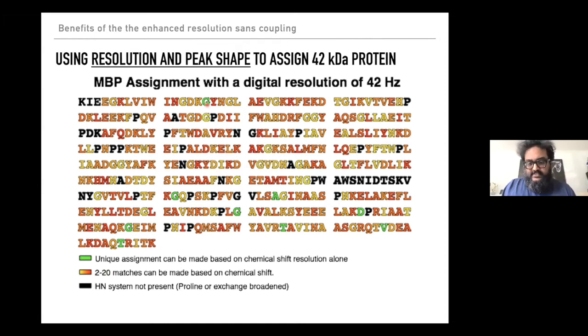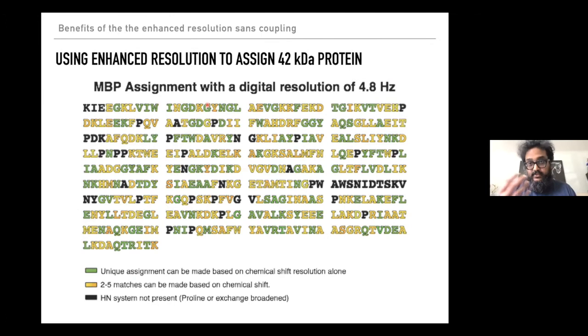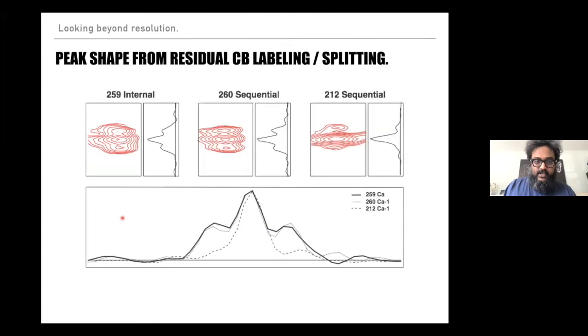Now, if you take the same spectra and the sample made in pyruvate, and you're able to increase the resolution to about 4.8 hertz, now you can see that the picture is very different here. You can see we have a lot more unique matches that are in green. And now, even for the other residues that are not uniquely assigned, we can see the number of matches drops down from 20 to 2 to 5. Now, this is only using the position of the central frequency. What if we start using the line shape as well?